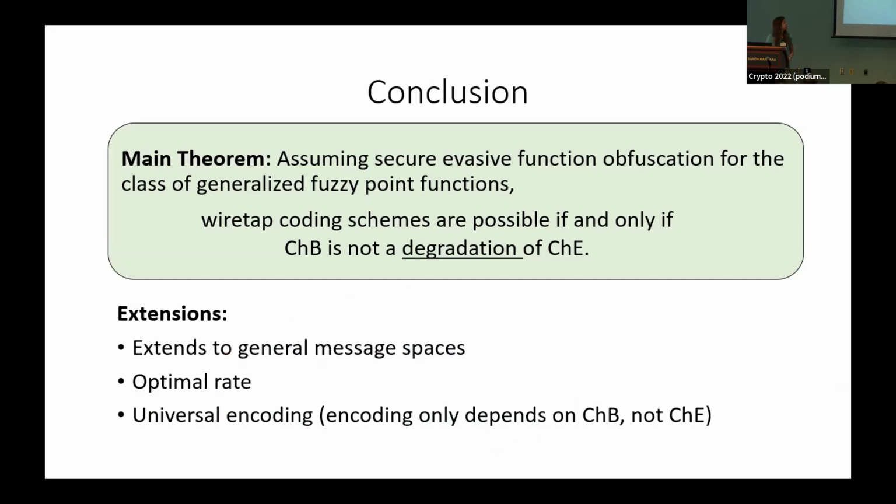And there's a couple extensions. Again, we can extend this to general message spaces, and we can actually get optimal rate, meaning that we can send messages up to the capacity of Bob's channel. And you can do this using standard cryptographic techniques in the computational setting. And finally, we note that our scheme is a universal encoding, meaning that the encoding only depends on Bob's channel and not Eve's channel. So this is nice, because you don't have to really know what the adversary's channel is exactly in order to get this scheme.